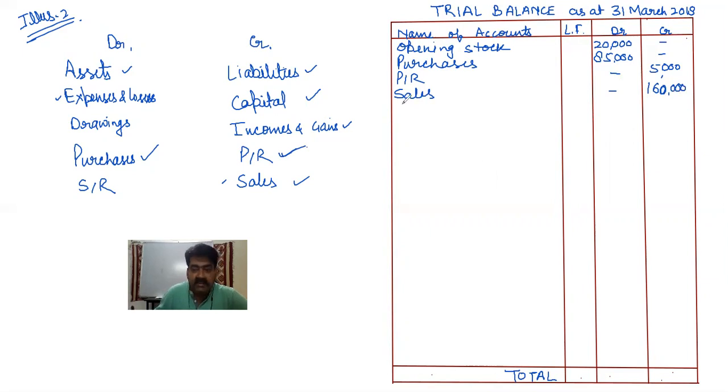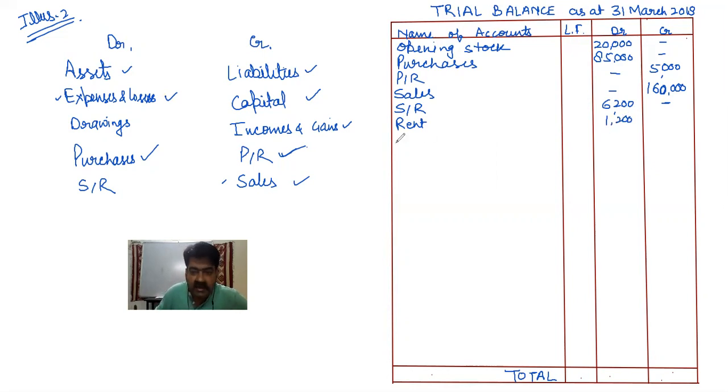Okay. Next is sales return. So at the time of passing journal entry, we have debited sales return. So sales return will come 6,200 rupees. Sales return will come in debit column. Now next is rent. Rent is one of our expenses, and you can see very clearly, all expenses and losses will come in debit side. So amount of rent is 1,200. It will come in debit side.